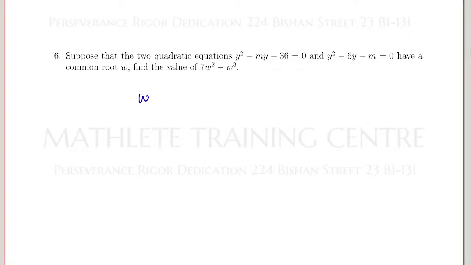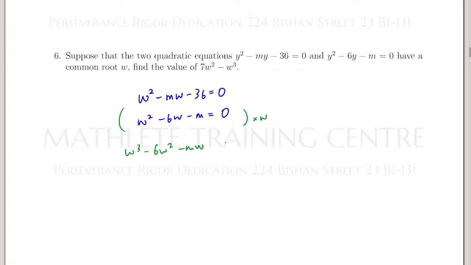So we have that w squared minus mw minus 36 is 0. And then w squared minus 6w minus m is equal to 0. This is what we have. So what can we do here? Well, some of you might be thinking of eliminating the w squared, but personally, I'm more interested in eliminating the m because I noticed that there's no m here. So to do that, we multiply the second equation by w.